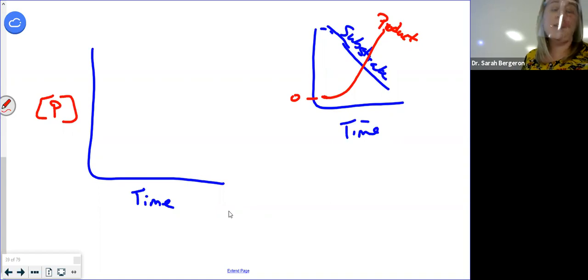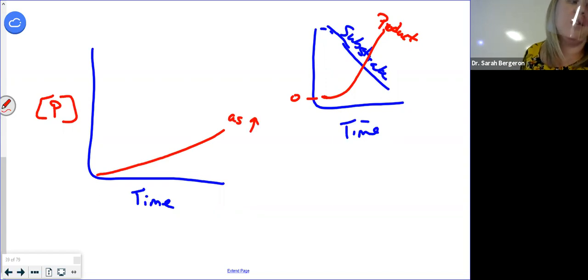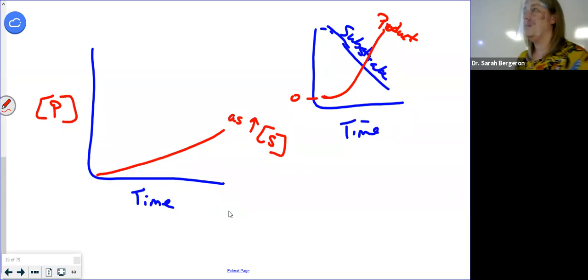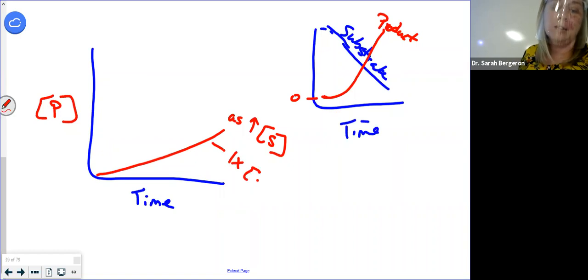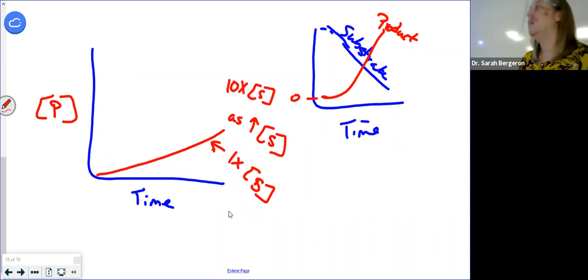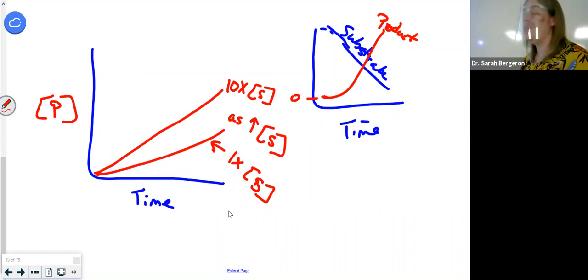So if I graph the amount of product versus time, what is that graph gonna look like? Basically a straight line, right? And it's gonna keep going up. Now, what happens as I increase my substrate concentration? What's gonna happen to my rate? Well, this is one reaction. So I have 1x substrate. What happens if I have 10x? My rate is gonna go faster, right? So that's 10x. What happens if I do 1,000x? It's gonna get higher and higher, but at smaller and smaller increases in rate.